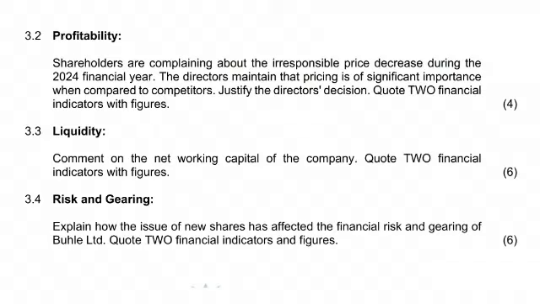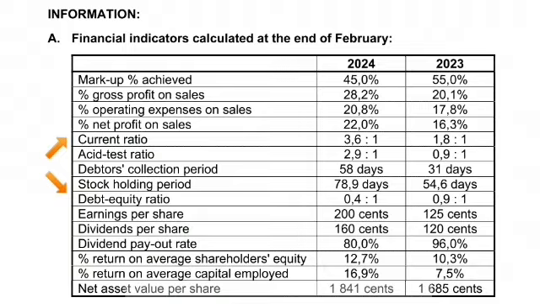In 3.3, we are moving to liquidity, and it says comment on the net working capital of the company, quote 2 financial indicators with figures. Now, liquidity works with working capital. Working capital, we are talking about inventory, debtors, and creditors. All of those things fall under current assets and current liabilities, and that's what the area of liquidity is about. So our ratios or our financial indicators for liquidity, we are starting from current ratio to stock holding period.